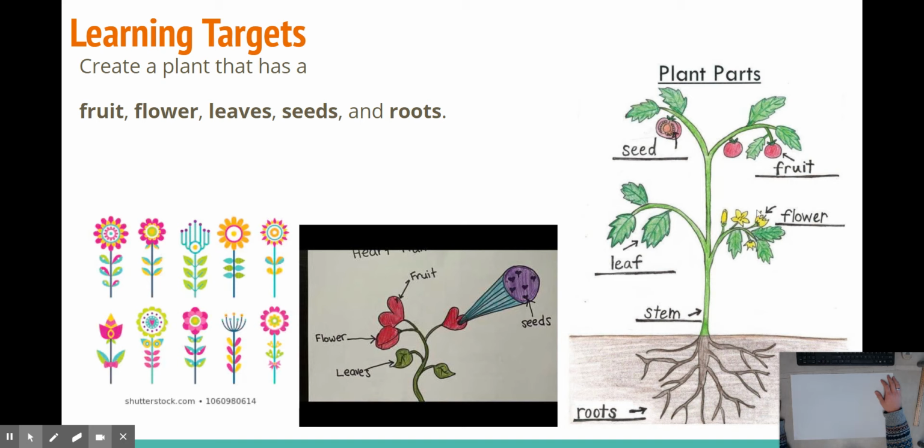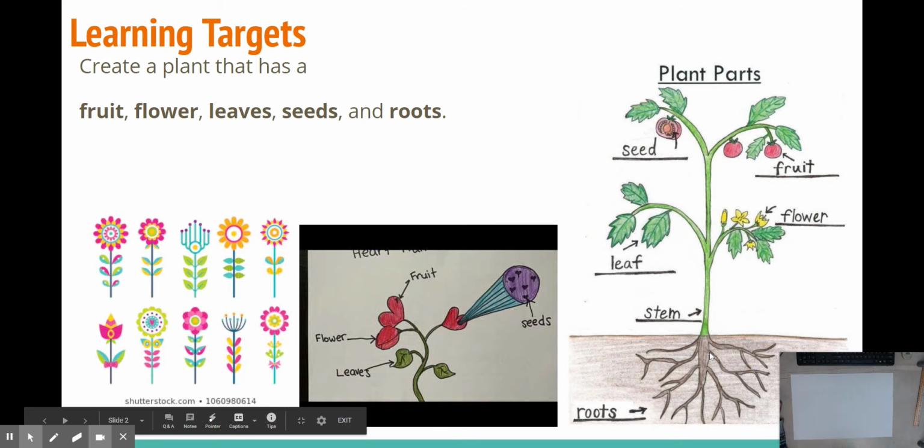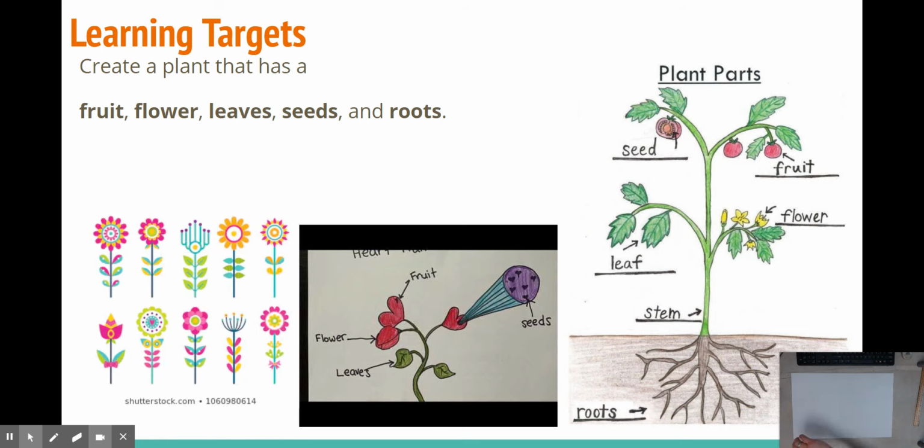They have a flower. The flower is the part that opens up, and that's how they reproduce, and different animals can pollinate and stuff like that. They have the leaves, which help soak up the sunlight. The stem holds the plant up, and then the roots go into the ground. So you can get super creative with what you do here.